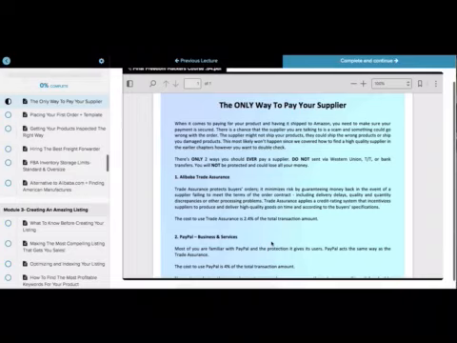And you do this by sending the money in two options. So never, ever, ever send it through Western Union or transfers from a bank. You want to be using two options, which is the Alibaba platform through Trade Assurance, or PayPal Business and Service.